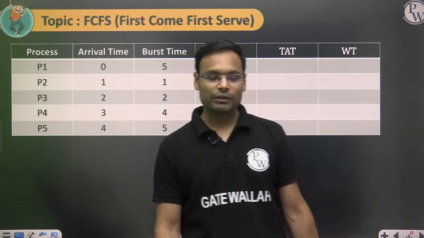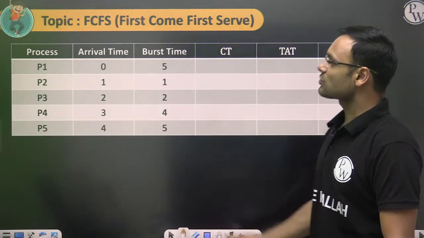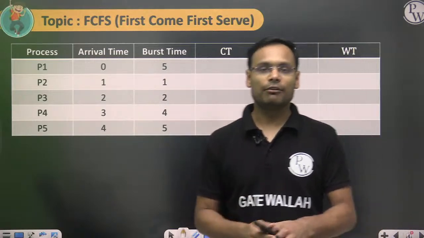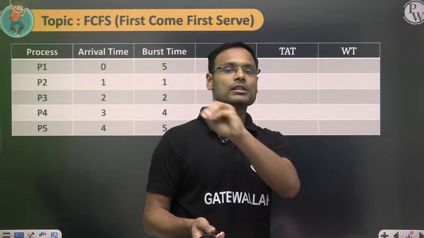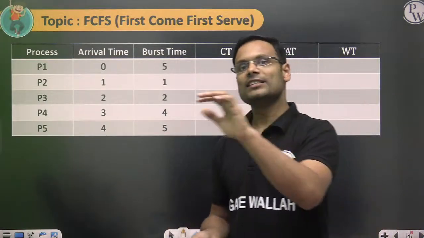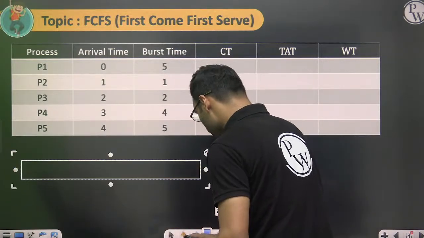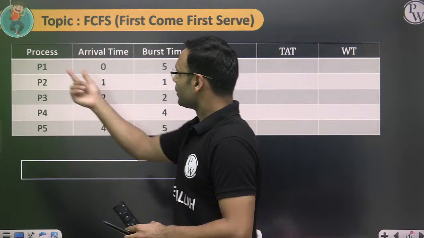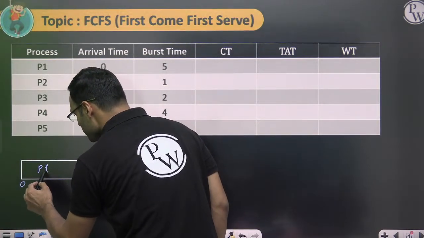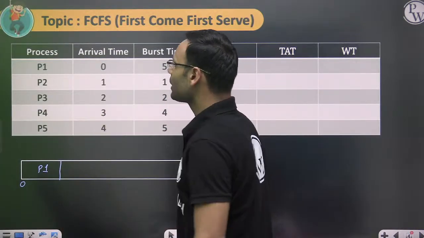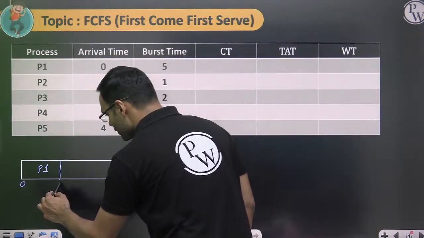In the last class, I gave you this particular question as homework, and I asked you to try to solve it. In FCFS, when you run the processes, whichever comes first should be executed first. So if you want to make the Gantt chart of this scenario, which process comes first? P1 comes first at 0 time. So at 0 time P1 runs, and it will run for 5 time units because its burst time is 5. Till 5 it runs.